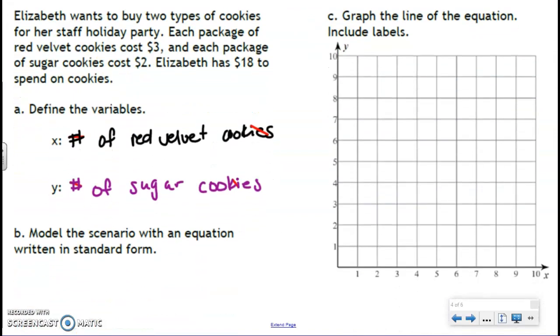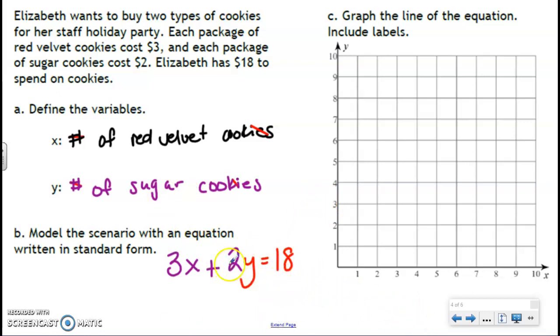So when we go ahead to solve this, if each package of red velvet is $3, we're going to do 3x. And each package of sugar cookies is $2, we're going to have 2y. And that's going to equal the total amount, which is 18. Once we have that, we're going to go ahead and graph that.